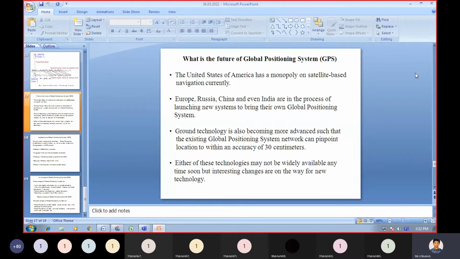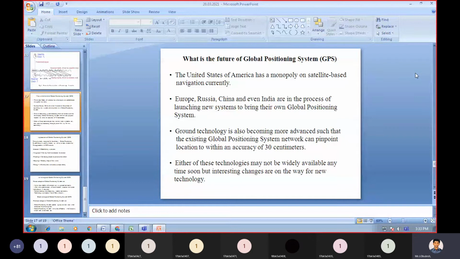The ground technology is also becoming more advanced, such that the existing global positioning system network can pinpoint location to within an accuracy of 30 centimeters.